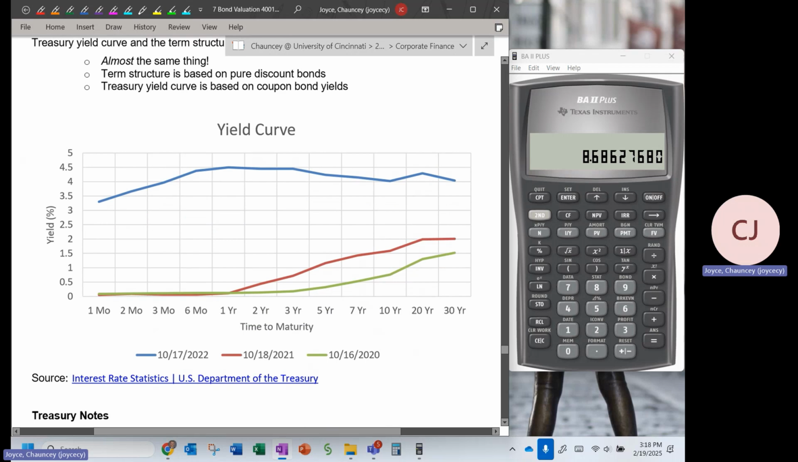So we say in a normal environment, that this should be upward sloping. So the yield should be higher, positively sloped over maturity. So it's 30 years out here, 1 month out here, and you've got your 1 year, 5 year, 10 years in there too.